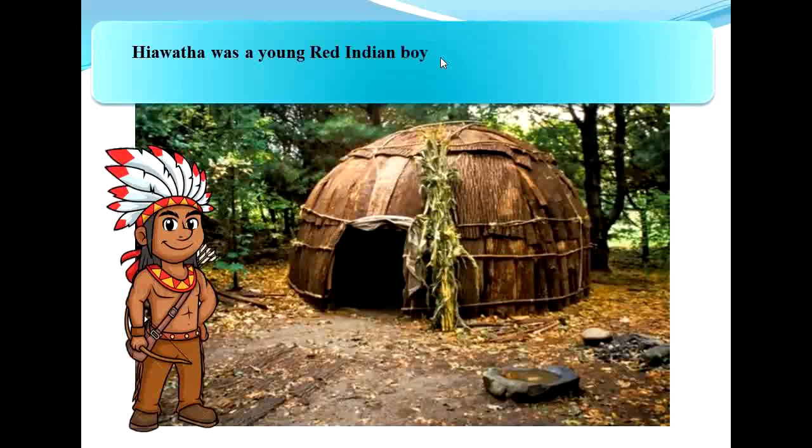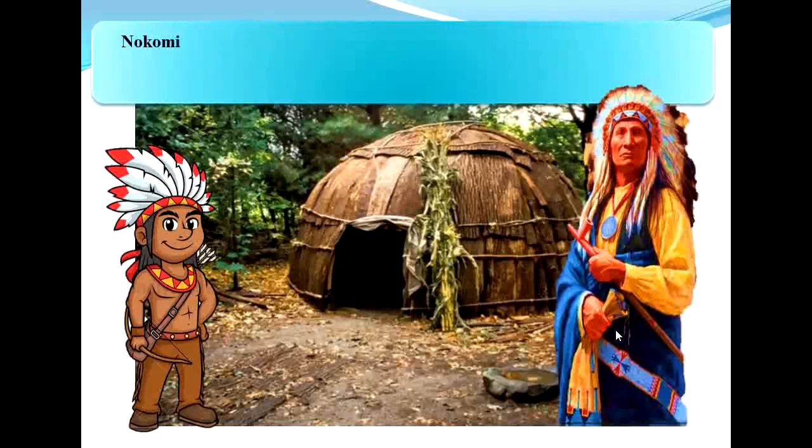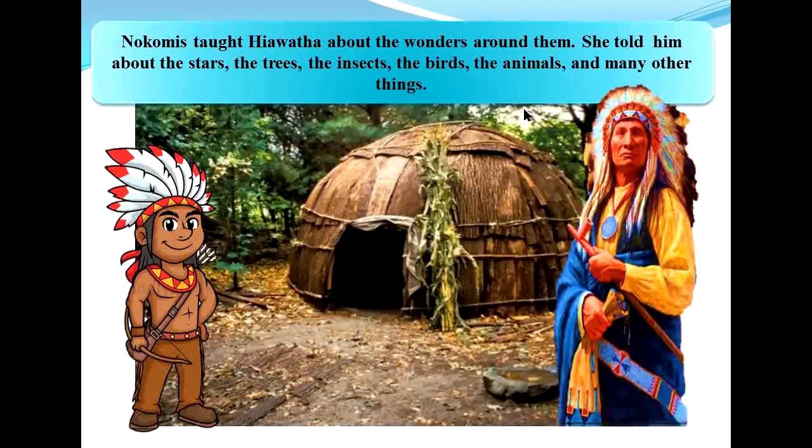Hiawatha was a young Red Indian boy. He lived with his grandmother, Nokomis, in a hut. Before the poem starts, here is a description about Hiawatha. Hiawatha is a young Red Indian boy who lived with his grandmother in a wigwam or a hut. Okay? And the name of his grandmother is Nokomis. Nokomis taught Hiawatha about the wonders around them. She told him about the stars, the trees, the insects, the birds, the animals, and many other things.